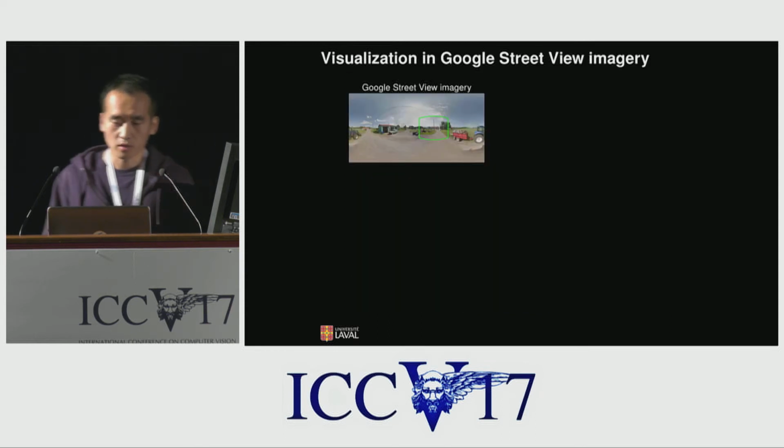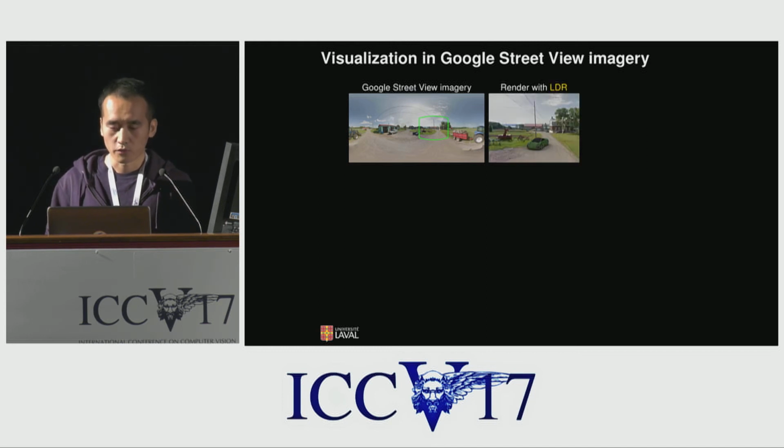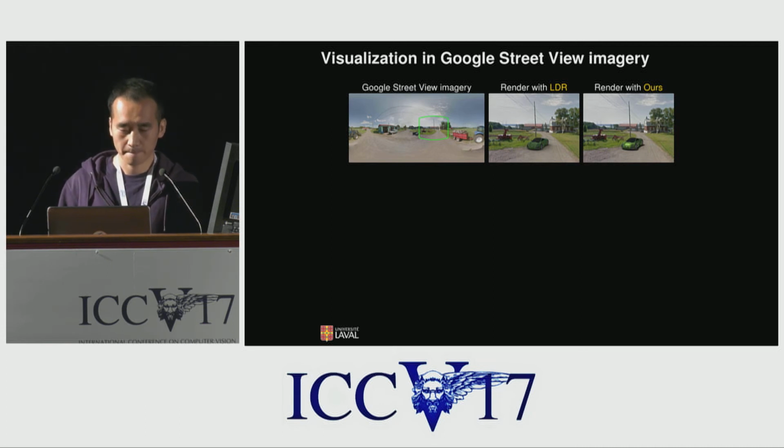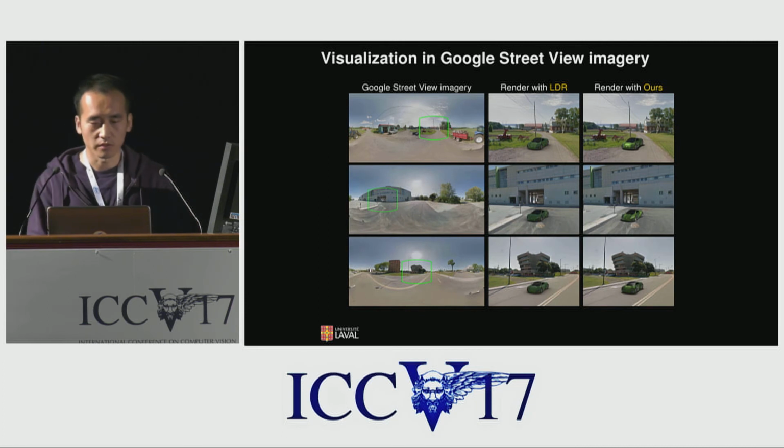We can also make Google Street View imagery HDR. Here is an example from the Google Street View. If we directly use it to render, we'll get this result. But with our approach, we can get a much better render. This result is from our domain adaptation model. You can find more detail in our paper, or we can talk in the poster session. Here are more results on the Google Street View.